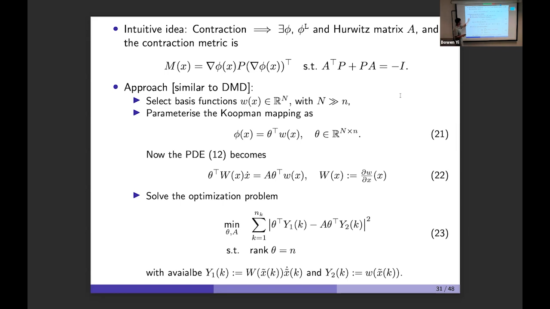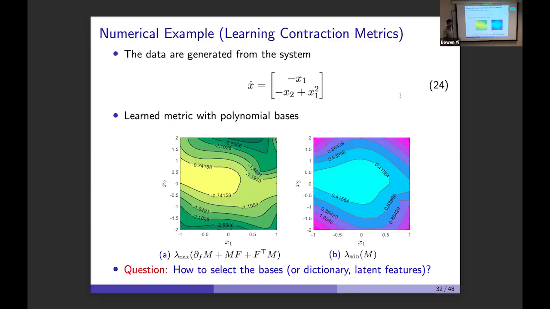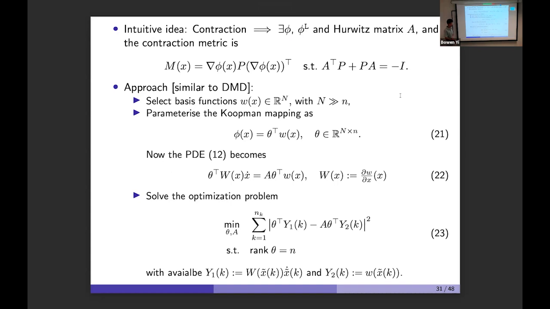We first select some basis function with a very high dimensional basis function omega(x). And then we parameterize the Koopman mapping in this particular form with some unknown vector phi to be searched for. And now the partial differential equation in our problem is discretized to this particular form with the unknown parameter phi to be searched for. And we can use the data to solve the optimization problem to guarantee such matching, if we have the data set x_k and x_k dot. Is the choice of the basis function important? Yes, it's quite important.